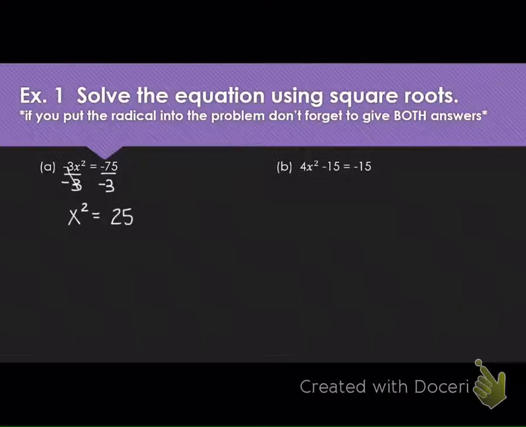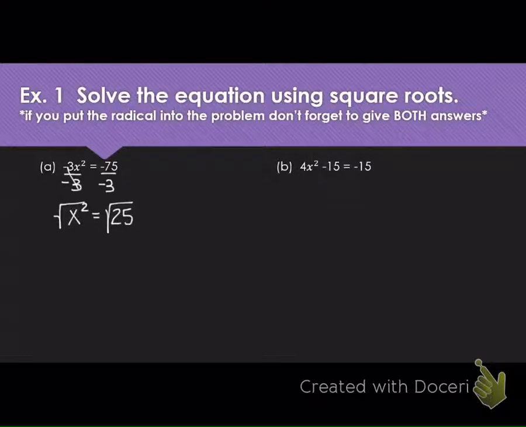Square root it. Very good. So we are going to take the square root, because what we do to one side, we must do to the other. So we're going to take the square root of both sides. Now, here's where that statement comes in. Ready? Let's look at it. If you put the radical into the problem, don't forget to give both answers.